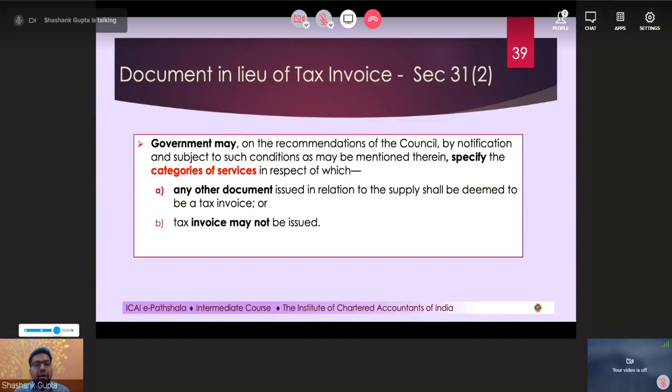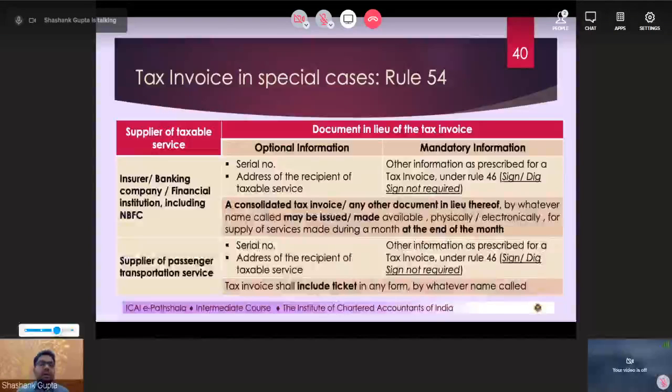Document in place of tax invoice. Herein the government can specify for special cases wherein a detailed elaborate tax invoice may not be required and any other document in place of tax invoice would be considered as tax invoice. And the cases which have been notified here are insurance, banking company, financial institution, including non-banking financial company.